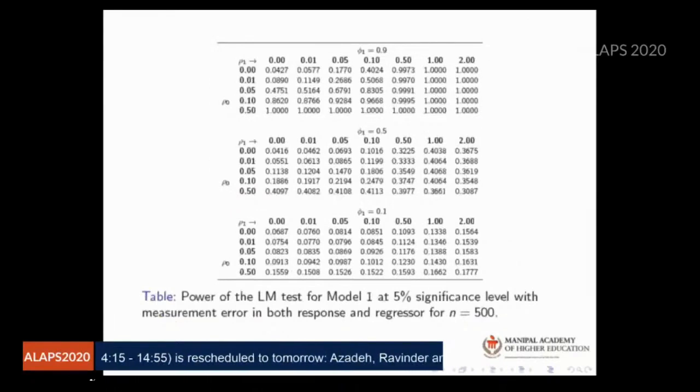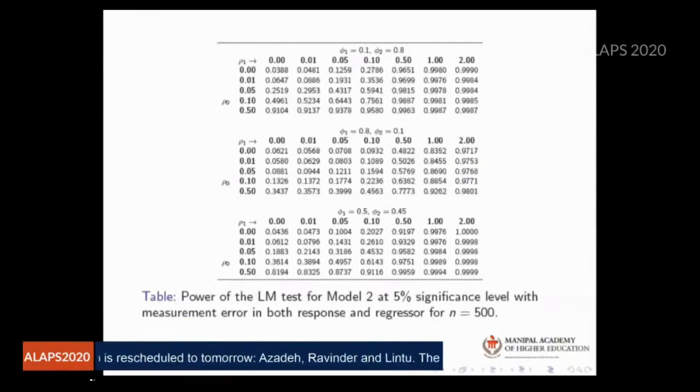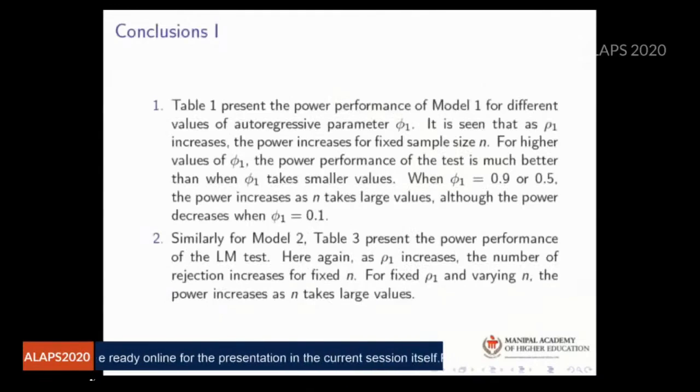Table 2 and table 4 represent the power performance when the measurement error is present in both response and regressor in model 1 and 2 respectively. As rho 0 and rho 1 increase, the proportion of rejections increases. The power performance of the test was reasonably good and promising in detecting any presence of measurement errors. So these are the conclusions.